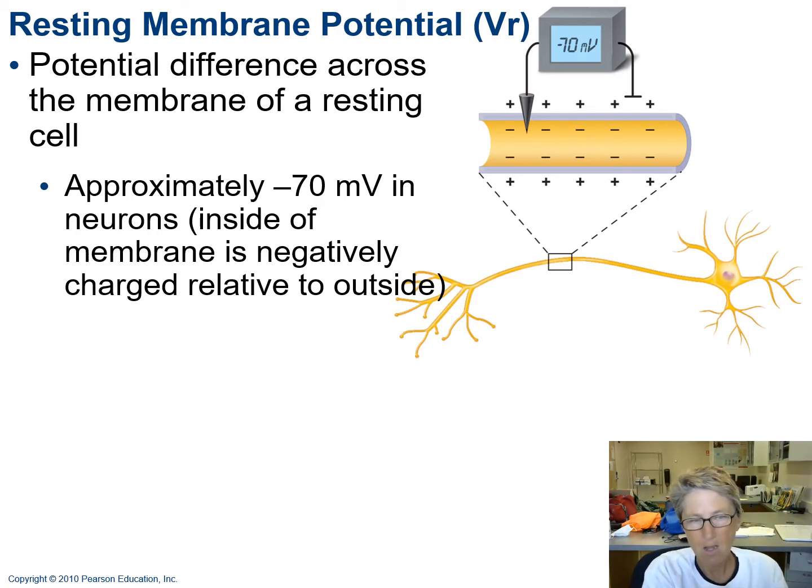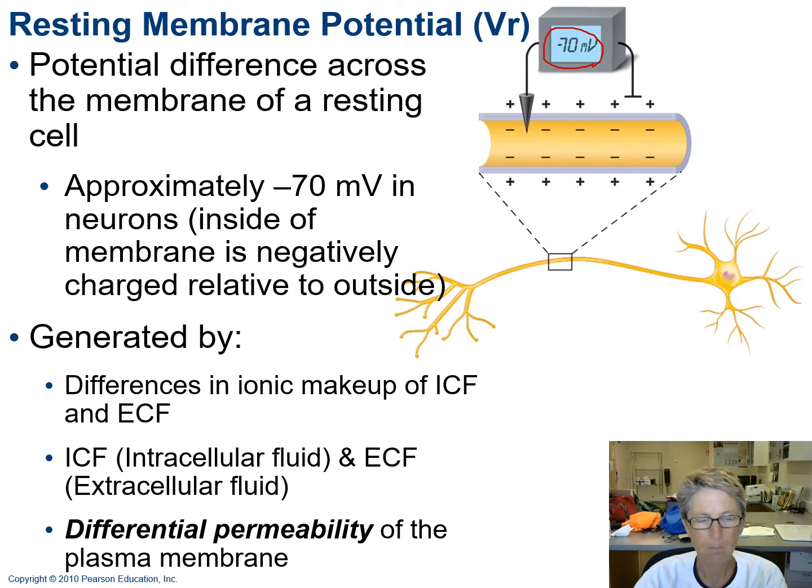So generally in neurons, the potential difference across a resting cell, or the resting membrane potential, is usually around minus 70 millivolts. In muscles, it was minus 90. The resting membrane potential is generated by differences in ionic makeup. So sodium is in large concentration on the outside and small concentration on the inside, for example. And then also the differential permeability of the plasma membrane.